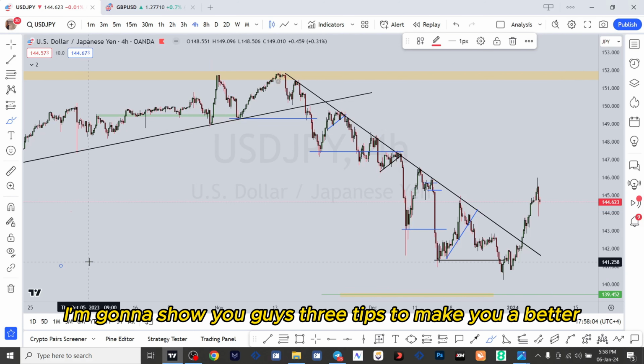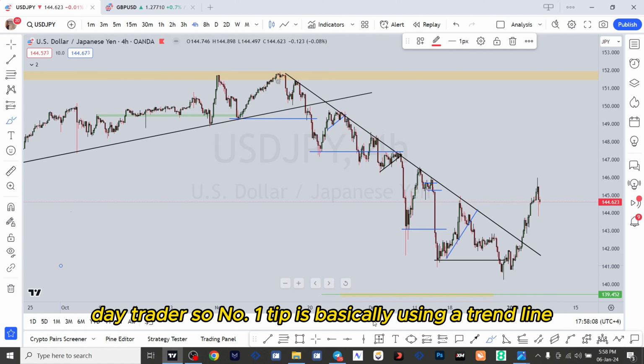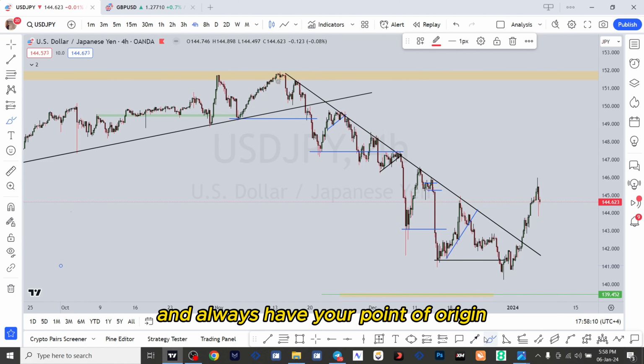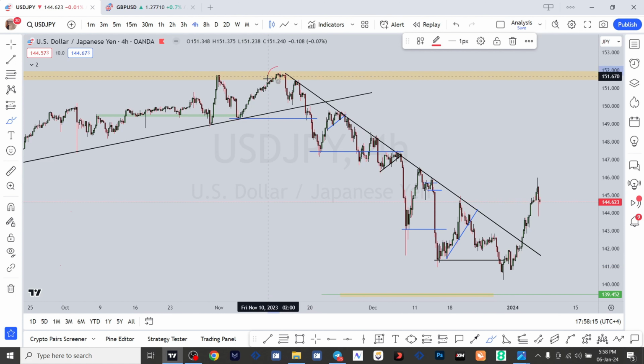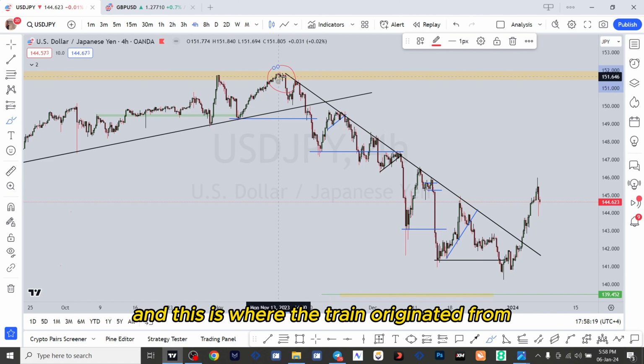Guys, in this video I'm going to be showing you 3 tips that made me a better day trader. Number 1 tip is basically using a trend line and always having a point of origin, which is where the trend originated from. In this case, this is USD JPY and this is where the trend originated from.